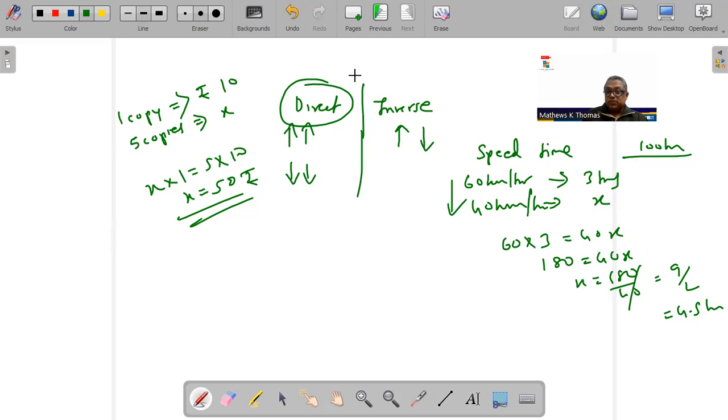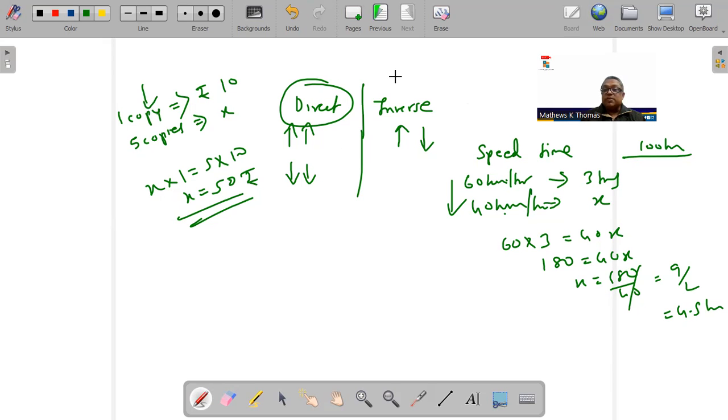reach your destination. So the main thing in this chapter is to identify which questions are direct and which are inverse. If it is direct, you will cross multiply. And if it is inverse, you are going to multiply straight line wise and equate it. The only thing that you have to remember is that if you are writing copy details here, the copy details should be below. Here also, the speed details are on one side, time details are on one side. It should not interchange.